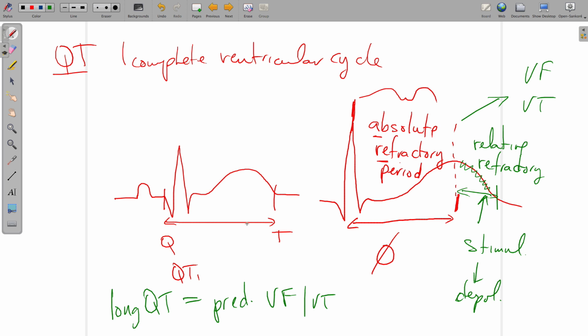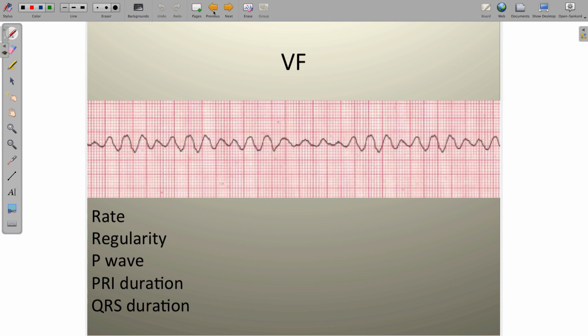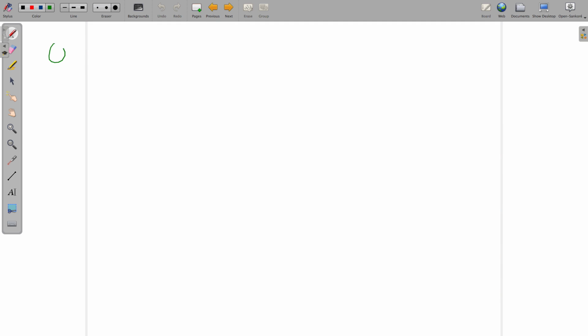So knowing about the long QT interval is important because long QT intervals in general, and we'll revisit this again in toxicology, are bad because they are predictors of VFib and VTach arrest. Now, we're going to talk a little bit more about the QT interval because the QT interval is a rate-dependent interval. So let's take a look at what that means exactly. Whoops. So the QT interval is rate-dependent. So let's take a look here.